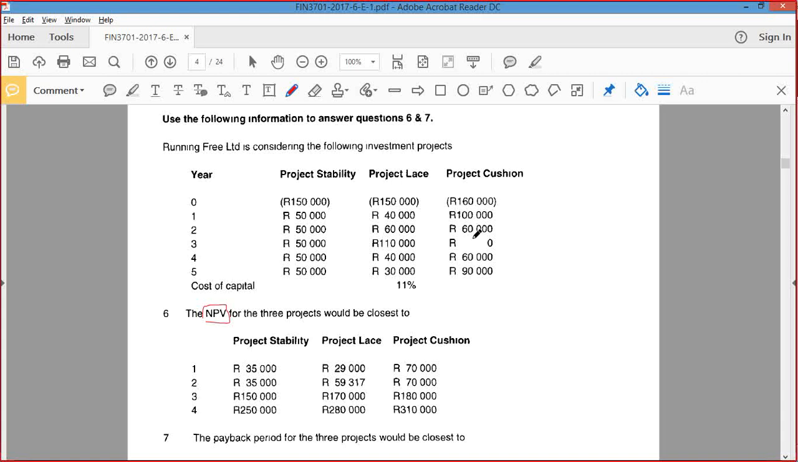Okay, let's start with Project S, stability. I'm going to go to my cash flow and insert those values. Remember, you need a rate here. Do they give you a rate? Yes, 11% is the cost of capital. So cash flow 0.